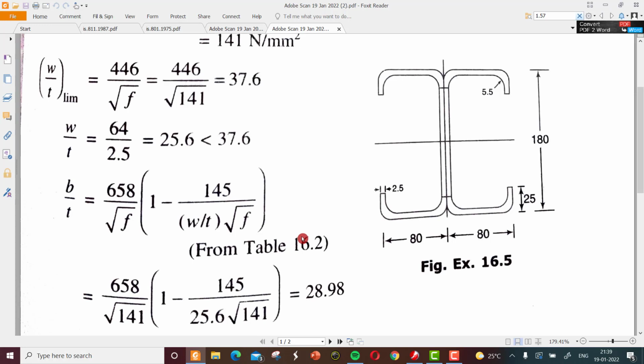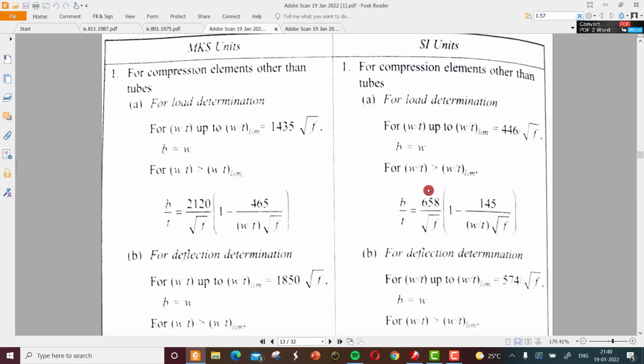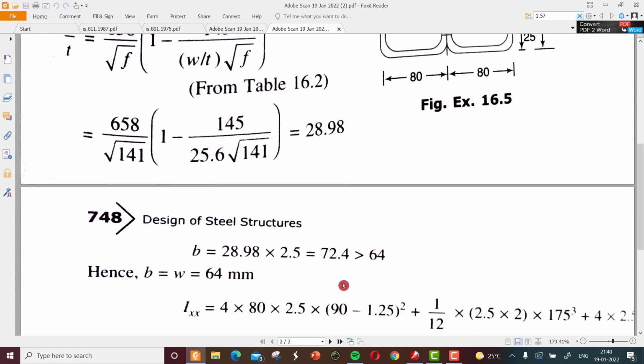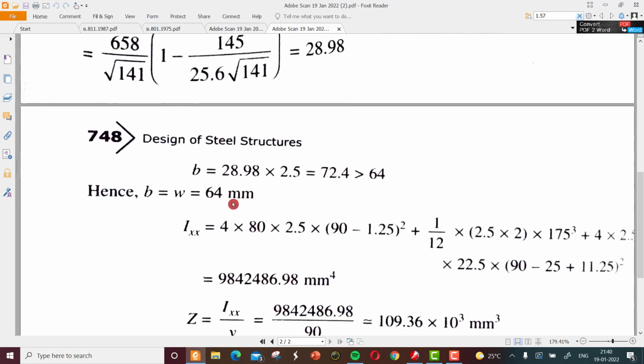So these things are actually wrong. We don't want to take these equations. If the W by T was greater than W by T limiting, then we have to go for this equation: 658 by root f into 1 minus 145 by W by T into root f. So this is actually wrong, and we got the W as 64 directly, and then those changes will happen.